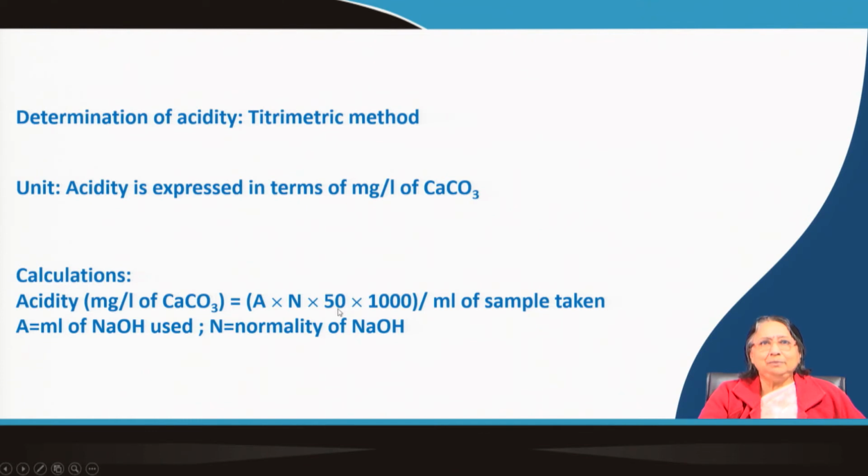So, why is 50 coming? Because 50 is the equivalent weight of calcium carbonate. The molecular weight of calcium carbonate is 100, and calcium has valency 2, and only one calcium is there, that is why you have to divide the molecular weight by 2. So, the equivalent weight of calcium carbonate is 50. And why is 1000 coming? Because you have to express in terms of milligram. So, it is a very simple formula, where N is the normality of NaOH, A is the milliliter of NaOH that you have used during your titration, and this is the milliliter of sample taken.